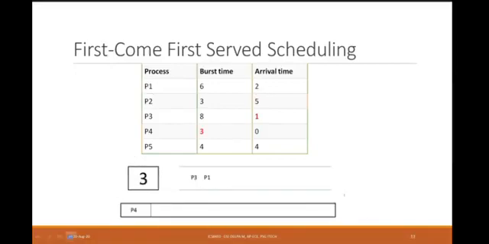Now at time 3, what happens? P4 has completed its execution. This has come in at 1 and this has come in at 2. Now this process P4 is no more coming back to your ready queue. It is going out because it is in your completed or terminated state.